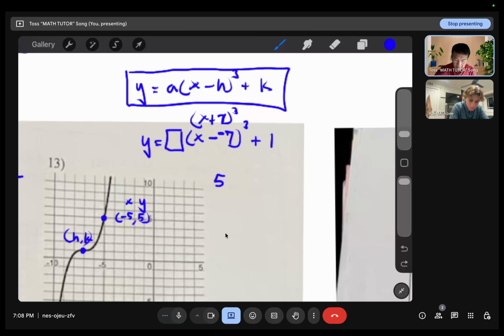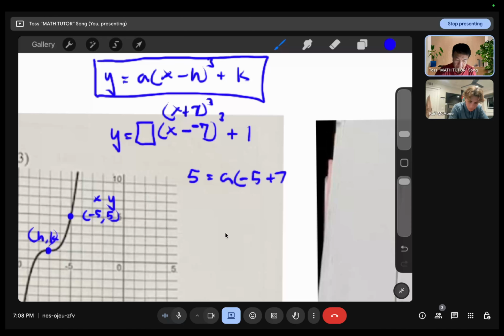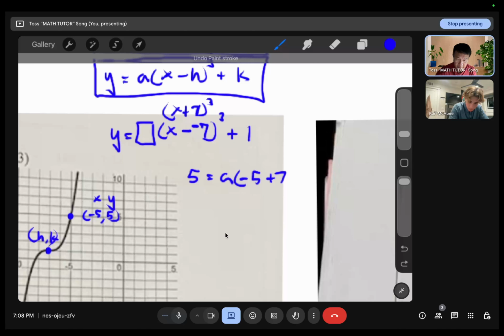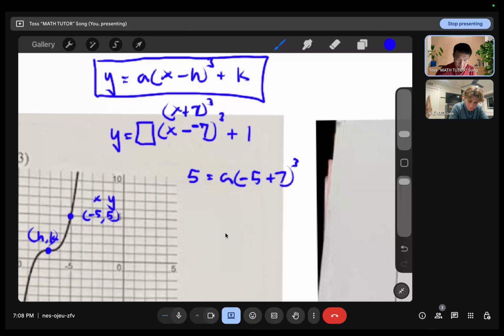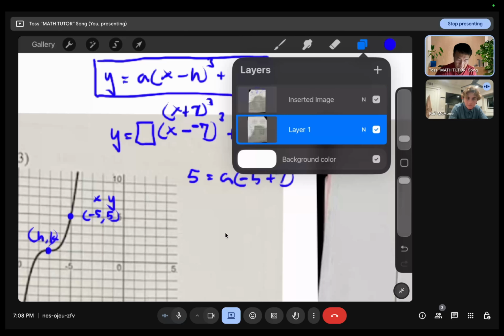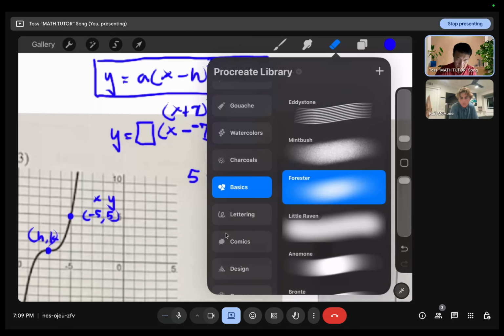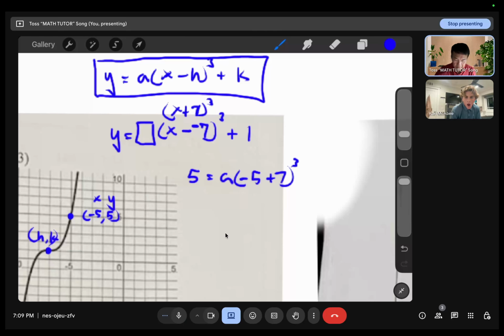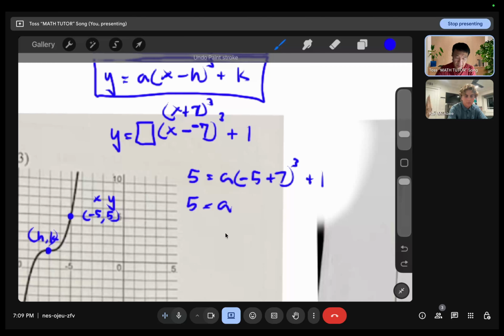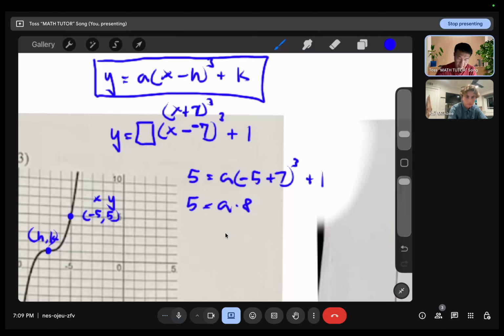So here's the work. The y is 5. A is the box I'm trying to find. X is -5 plus 7. Careful, I already modified that right here. Plus 7 cubed. Oh, I can't erase that. Let me see. I can erase it. Oh, yeah, I can. Good. Okay. Plus 1. Double check my math there. Okay, yeah. Solve for A. All right. 5 equals A. -5 plus 7 is 2 to the third power. That's 8. So times 8 plus 1.